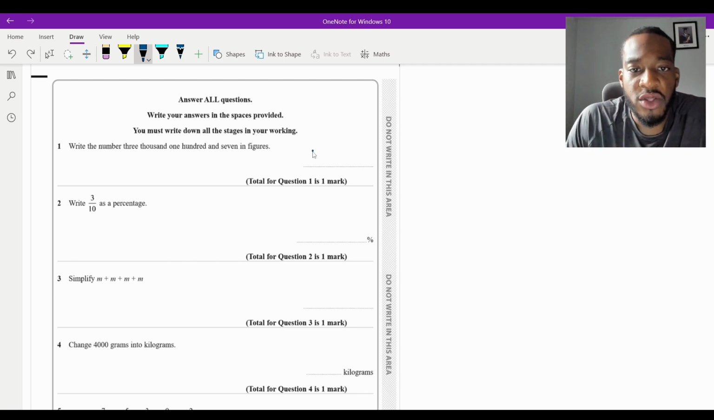Okay, so question one says we need to write the number 3,107 in figures, so that's not too bad. So 3,000, comma 107, so that's one mark.